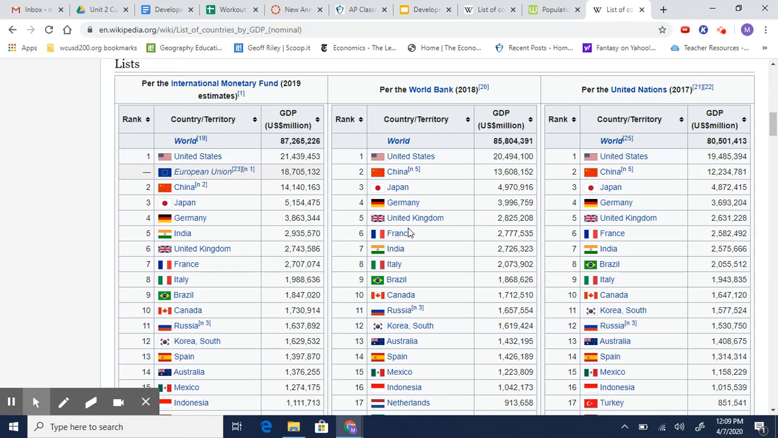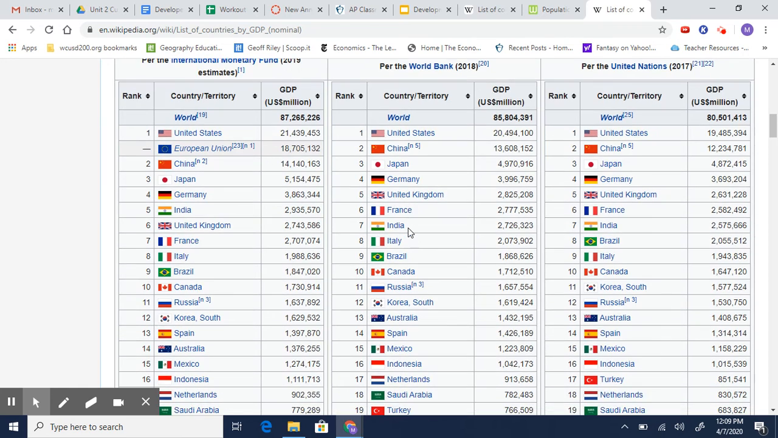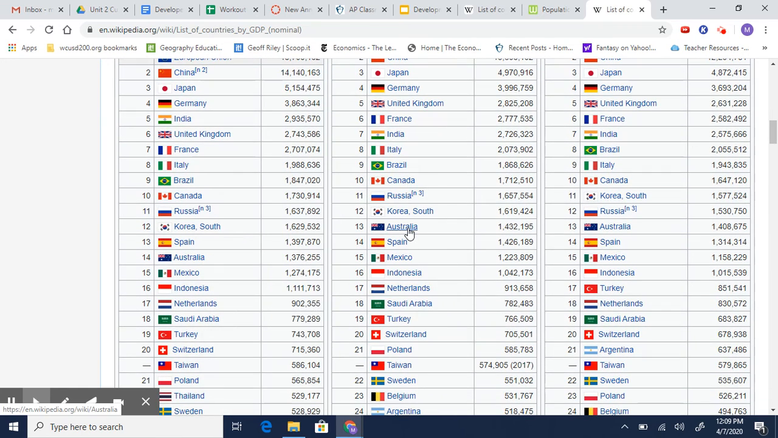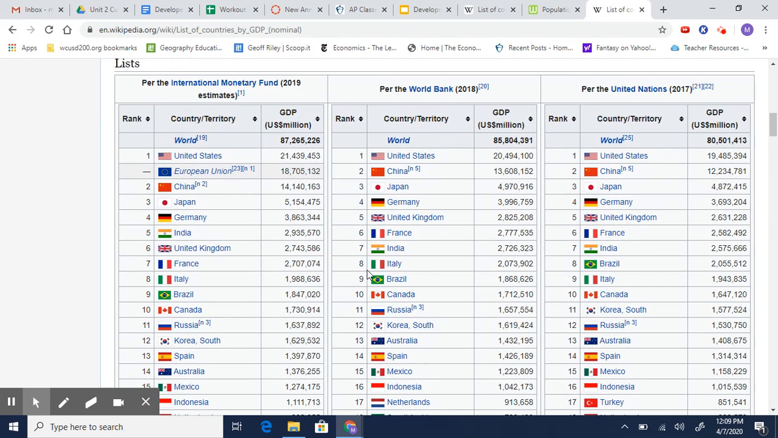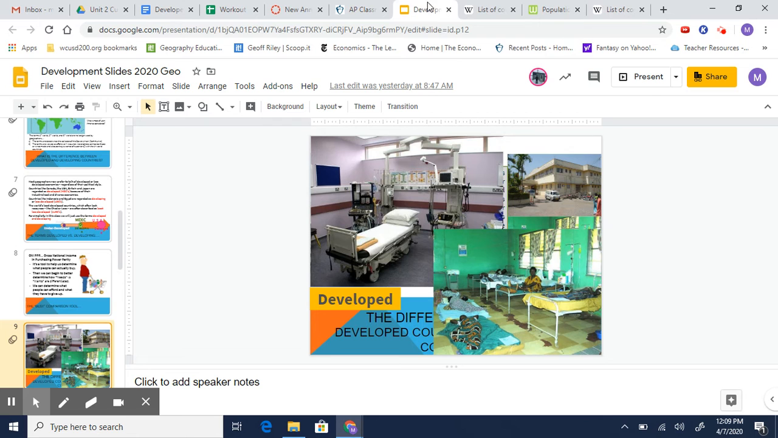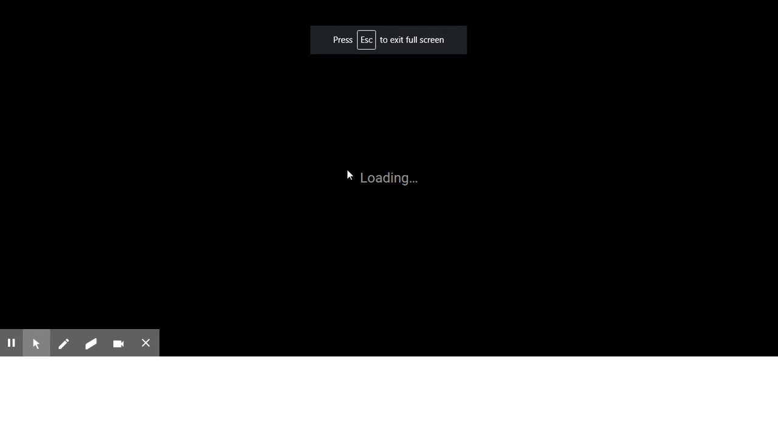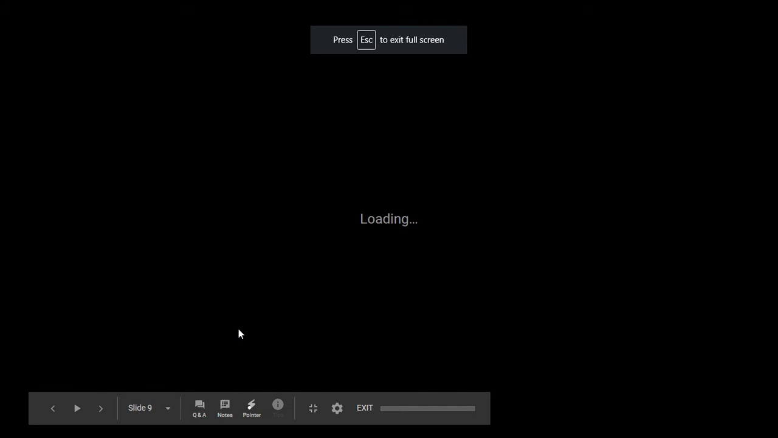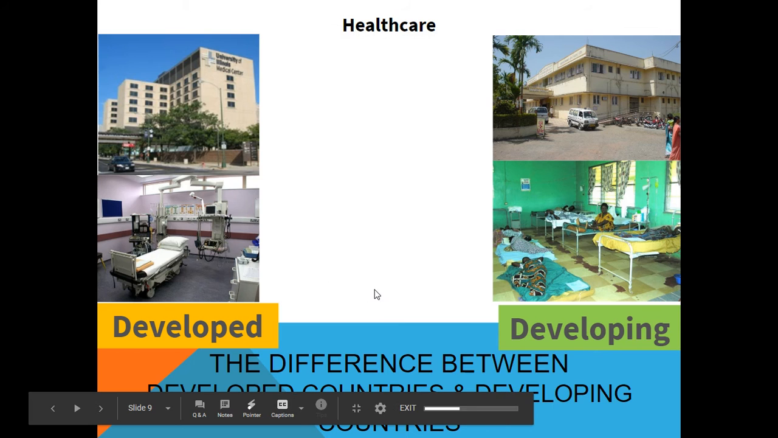Notice that countries where we buy a lot of our shoes and clothes, like Vietnam, Malaysia, Taiwan, are farther down the list because the stuff they make doesn't sell for nearly as high. It's a little cheaper. So the more expensive the stuff you make, the higher you are on this list and the more developed you are. And that's going to factor right into education and healthcare too. So this is slide 9. We're going to get through this slide and one more, and then we'll call it a day.